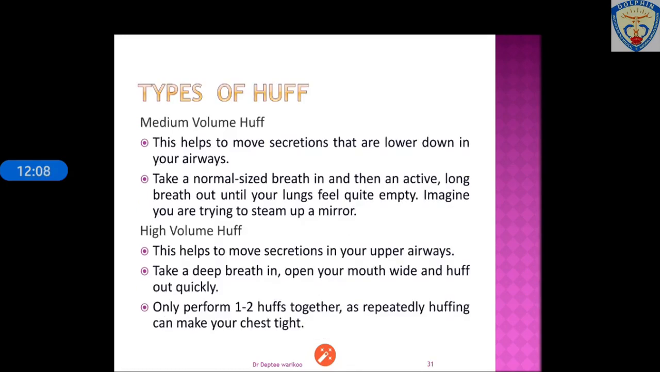Before that, we should know we can have two types of huffs, a medium volume huff and a high volume huff. The medium volume huff helps to move secretions that are lower down in your airways. Here we take a normal size breath in and then an active long breath out until your lungs feel quite empty. Then the high volume huff helps to move secretions in your upper airways.